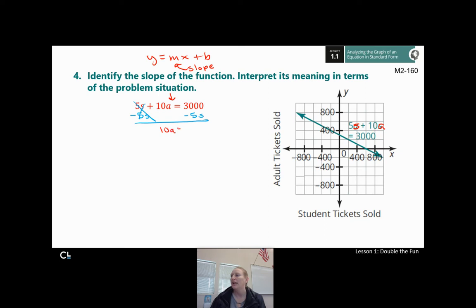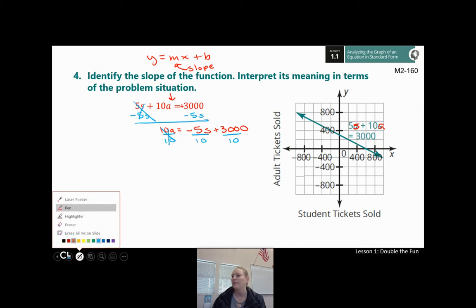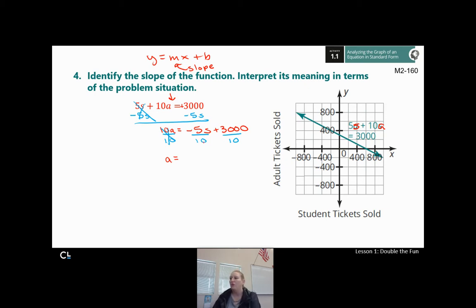Now I have 10a equals negative 5s, and that's a positive 3,000, so I'm going to put plus 3,000. Still don't quite have my a alone, so I'm going to divide everything by 10, so that those will cancel out. And now my a is all alone. Now I do need to clean up over here. 5 tenths, that's half, right? 5 is half of 10, so that's a negative 1/2 s plus 3,000 divided by 10. If you have a calculator, always useful, it gives us 300.